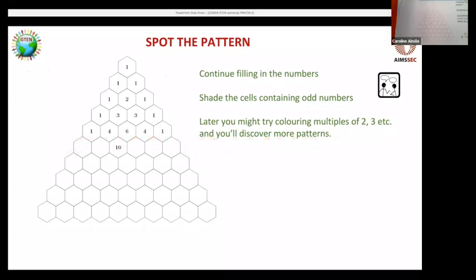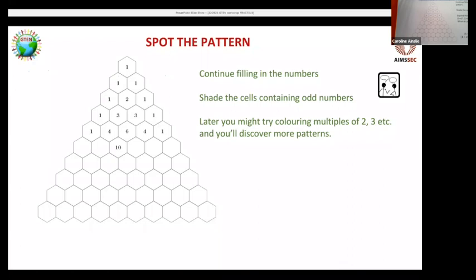I noticed that the left edge seemed to have all ones, so I'd fill it out all the way along the left edge with ones. And I noticed that the one that follows that is a number sequence counting, starting with one. So I've got ones along there, and then I go 1, 2, 3, 4, 5 and continue to the bottom.